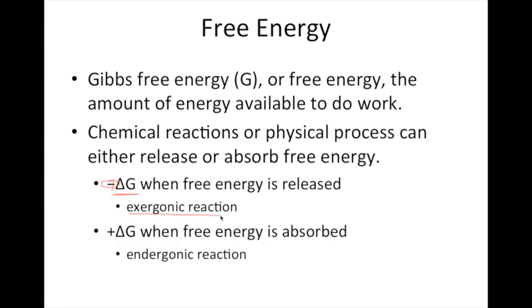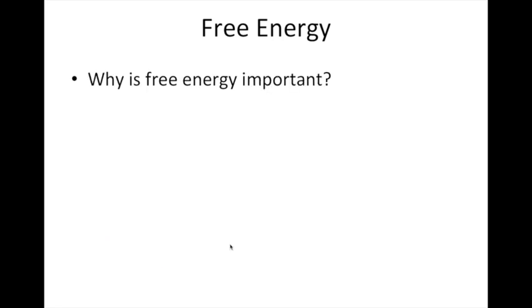If you have a chemical reaction or physical process that absorbs free energy, so here we have energy being transferred from the surroundings into the system, well, that gives it a delta G with a positive sign. So a free energy change with a positive sign indicates that we have free energy being absorbed by the system. And we call that endergonic. So be familiar with these terms.